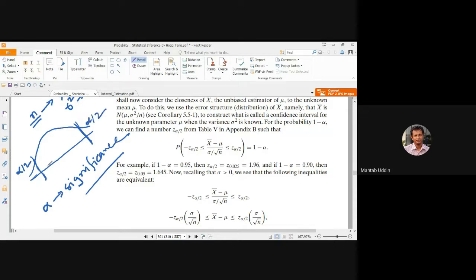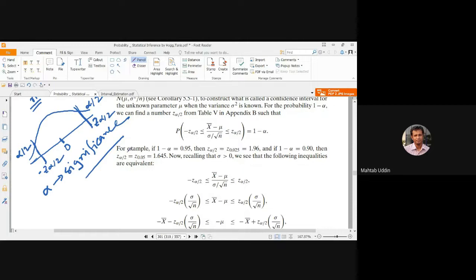In the standard normal distribution, this position is the zero value. So this is minus z alpha by 2, and this is z alpha by 2. We will use this interval to find z alpha by 2. So there is the risk, and this is the feasible region, which is 1 minus alpha.